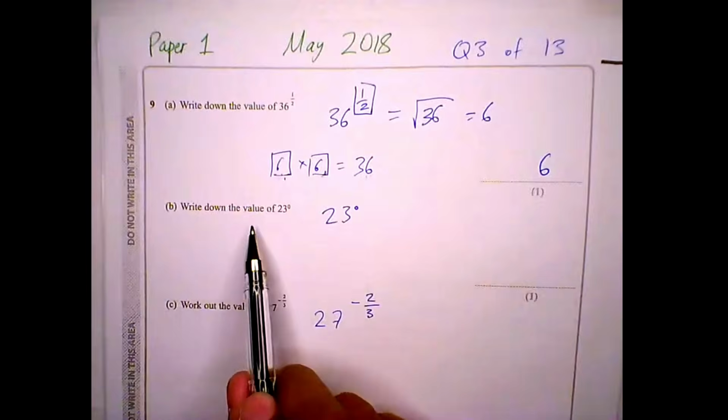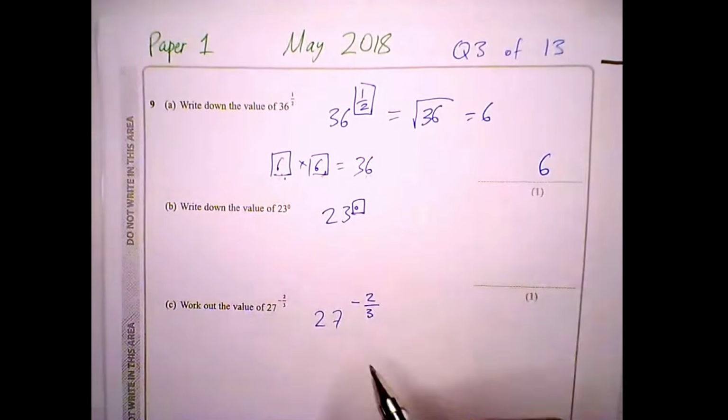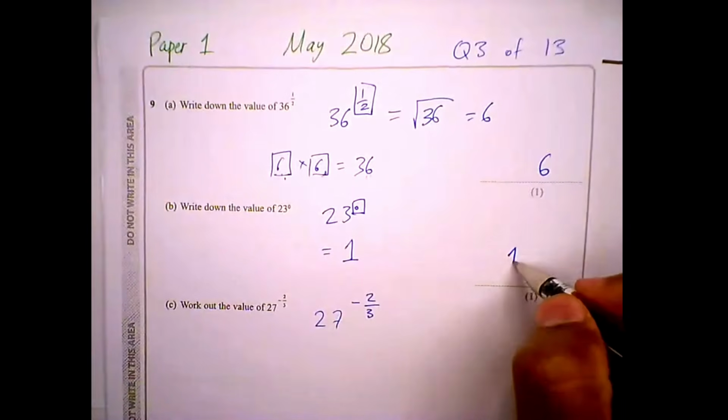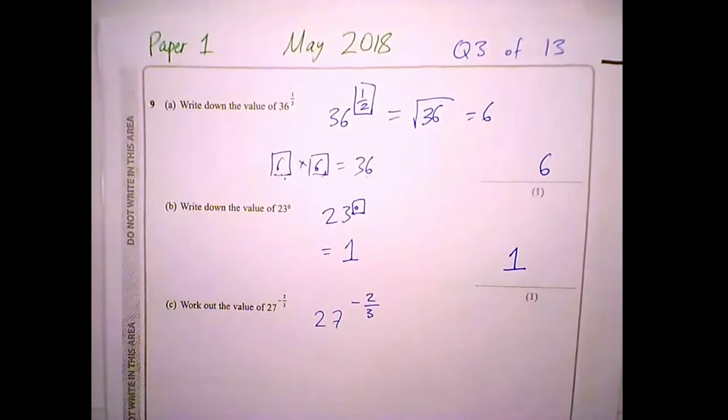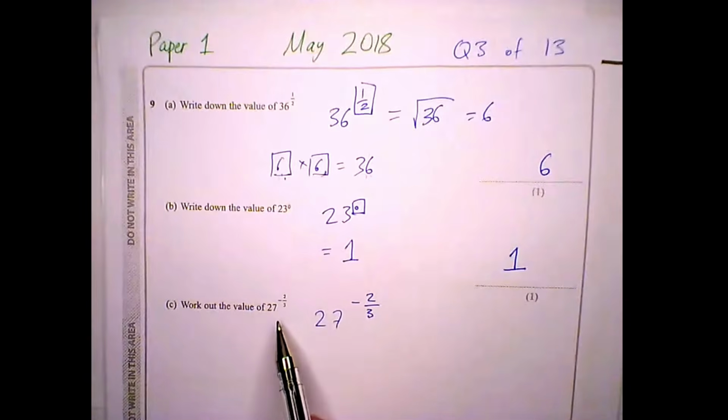Write down the value of 23 to the power 0. Anything to the power 0 is always 1. This is a classic mistake students make. Anything to the power 0 is always 1. Please remember that. Part C, work out the value of 27 to the power negative 2/3.